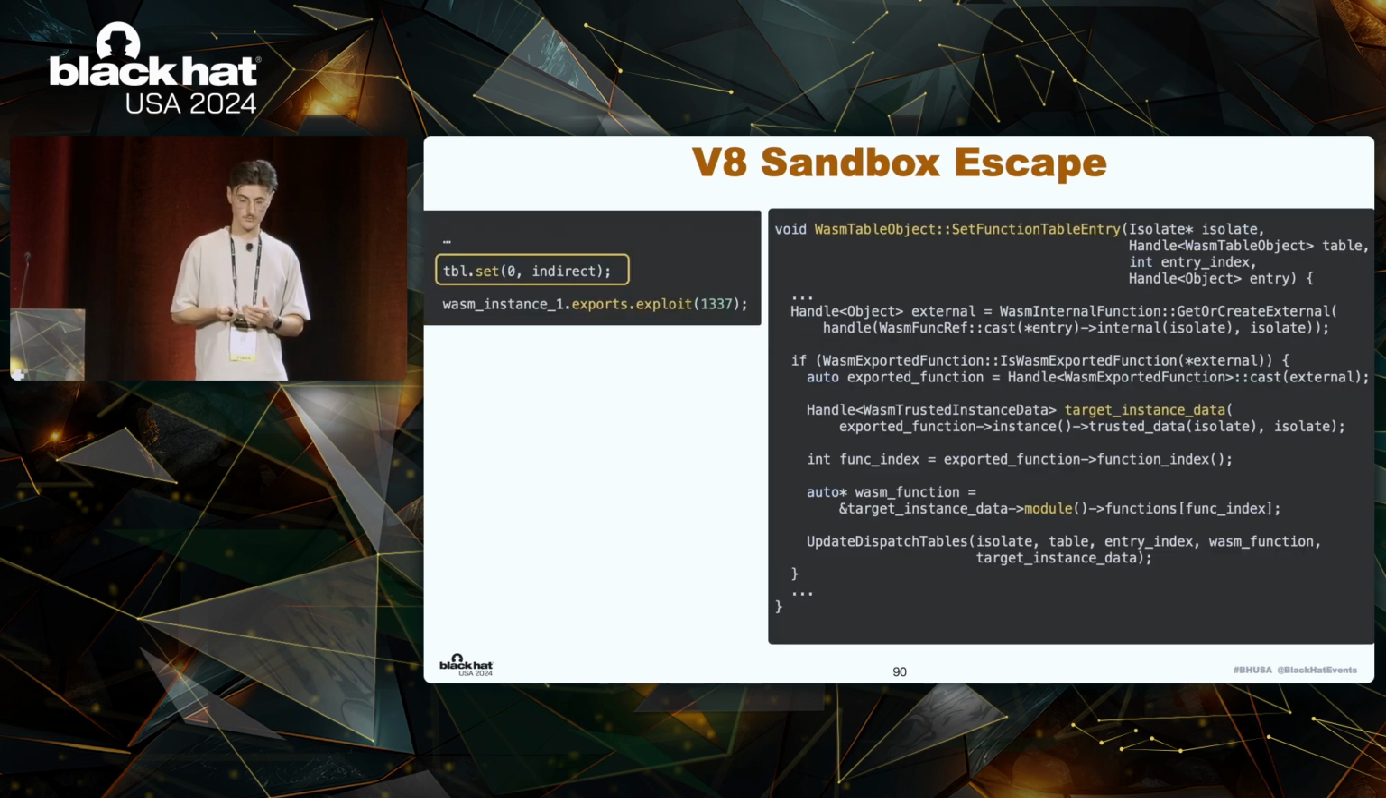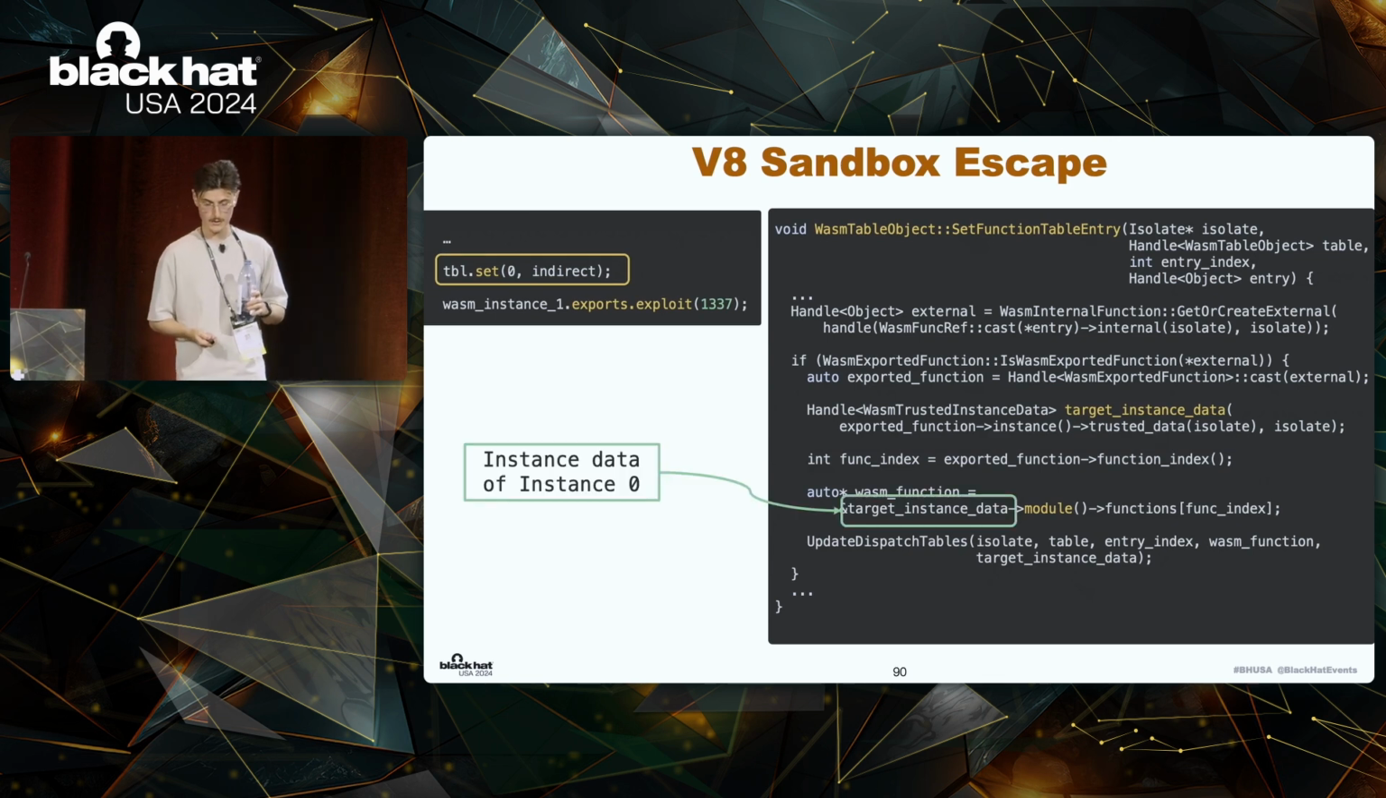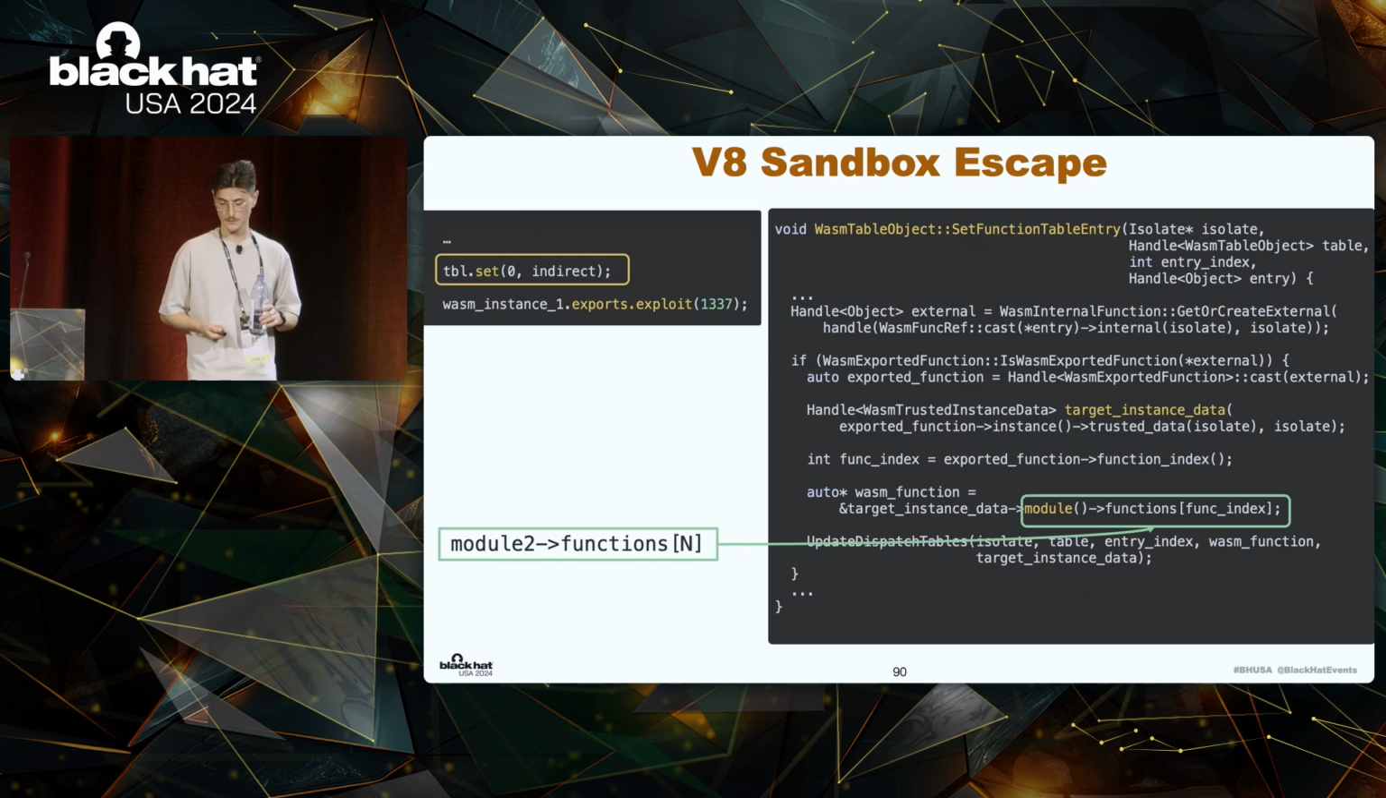So if we go back to JavaScript, and we set the function, it will call the set function table entry, get the function index, and now it will be n instead of 0. And here we're going to use the instance data of instance 0 to get its module, which will now be module 2 instead of module 0, to get the static representation of the last function of module 2 here, using the n index.